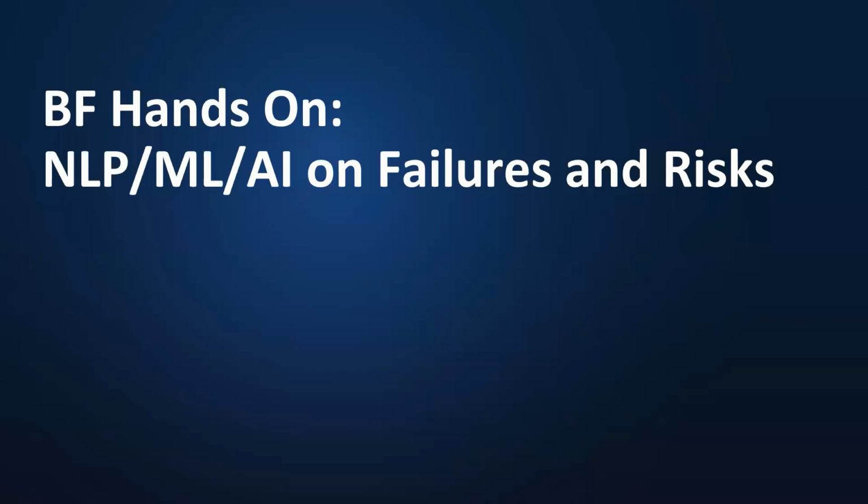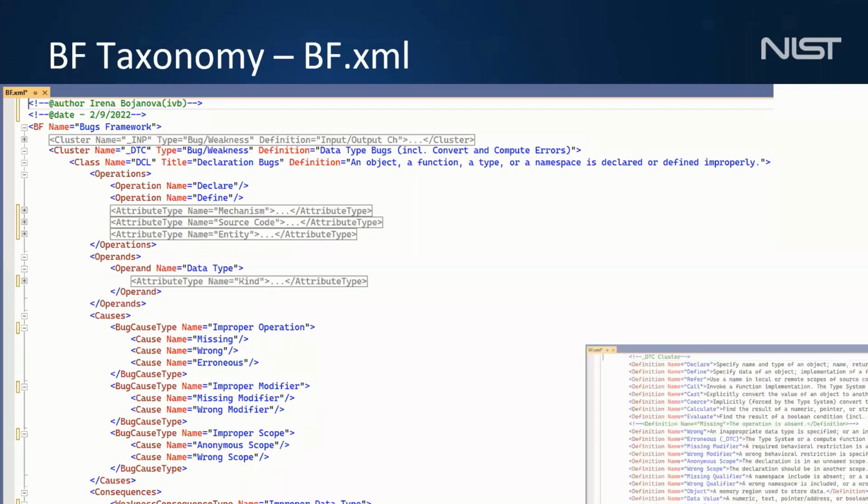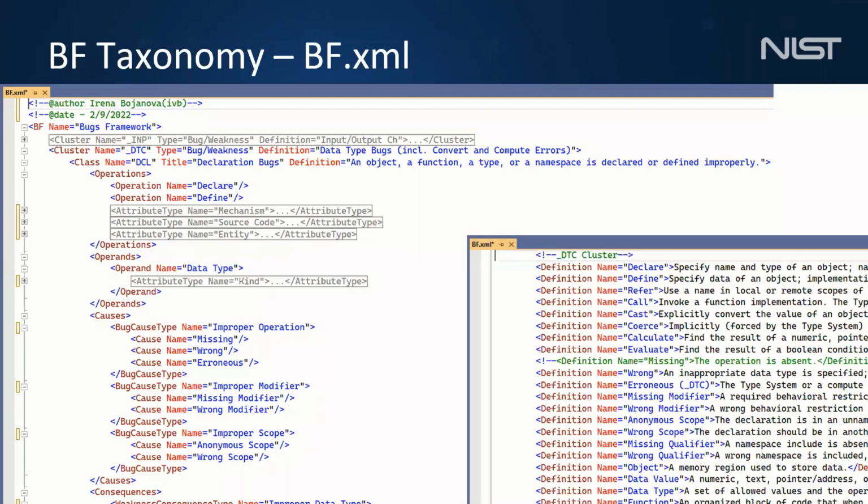The BF taxonomy and the BF vulnerabilities descriptions can be utilized in machine learning and artificial intelligence projects on software failures and risks. The BF classes are available in machine-readable formats, as well as the schemas for describing them, their bug and weakness instances, and the vulnerabilities that exploit them. The classes and all the possible values of operations, causes, consequences, and attributes are strictly defined.